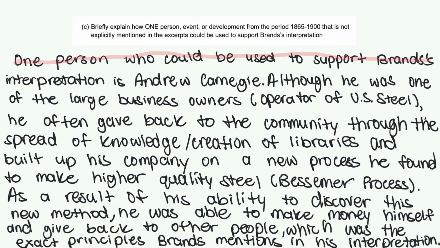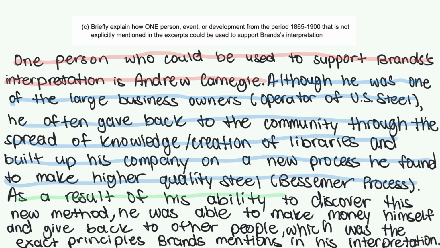What I'm highlighting here is the three separate sentences. The first one is A, or your answer sentence. The second one is C, which is your cite sentence. And the last one is E, which is your explain sentence.